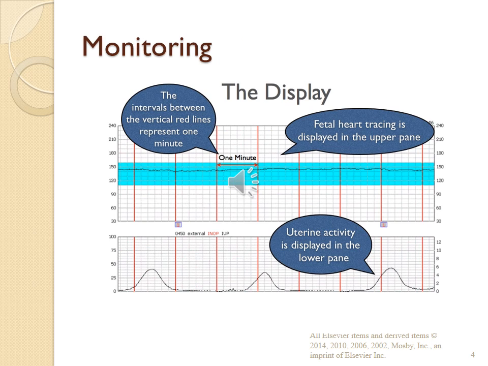Please look at the display on the picture. The intervals between the vertical red lines represent 1 minute. Fetal heart tracings are displayed in the upper pane. Uterine activity is displayed in the lower pane. A strip prints out both fetal heart rate and uterine activity as seen on the screen above.